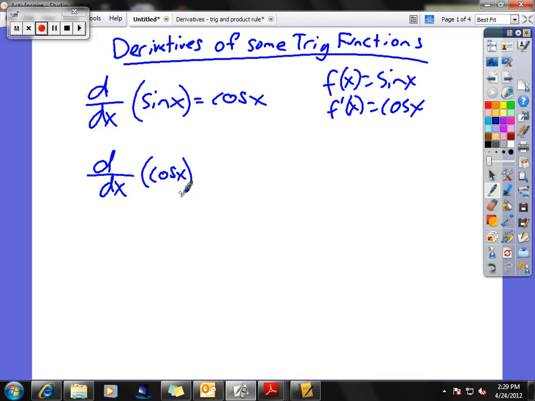All right, the derivative of cosine x is negative sine x. Why is that one negative? It's the way it works out.